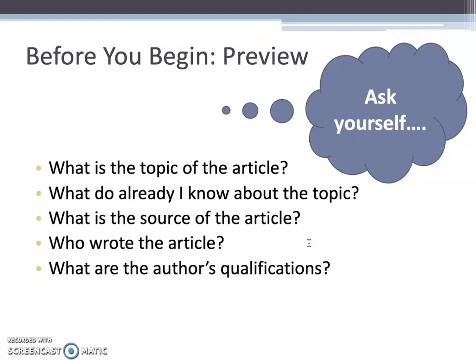You'll notice that whoever wrote the article is a researcher, is someone who does research, probably at a university. So somewhere on the article, you will see the author's qualifications that usually tell you that the author works at a university.